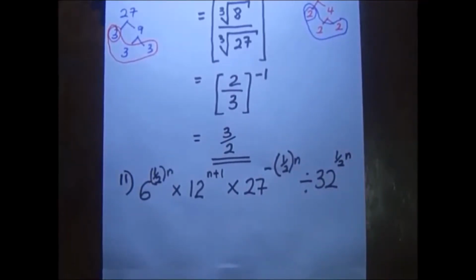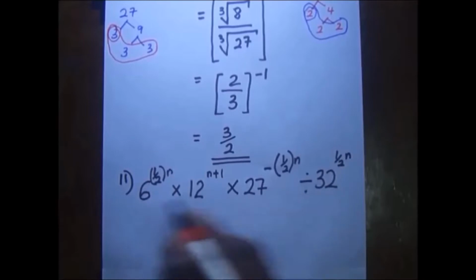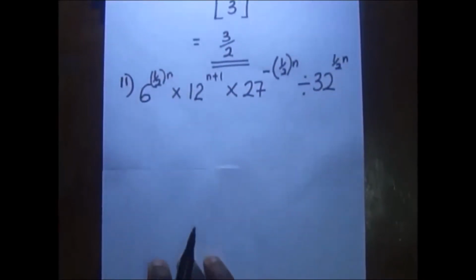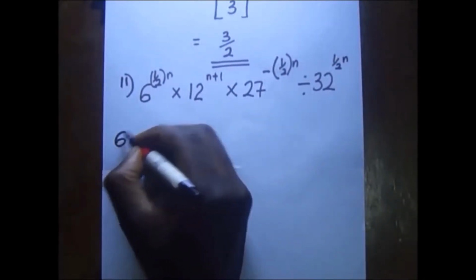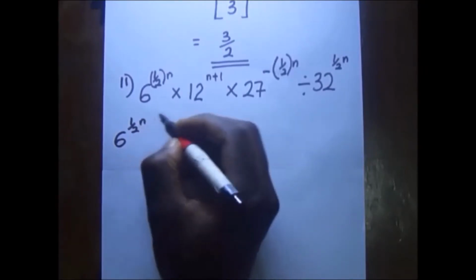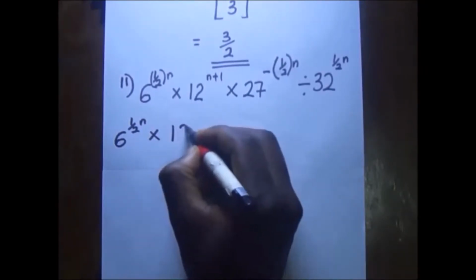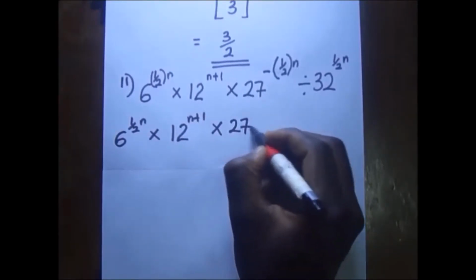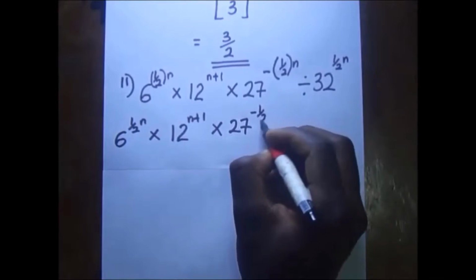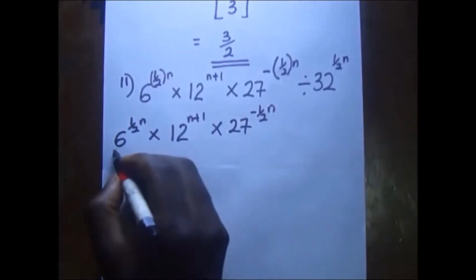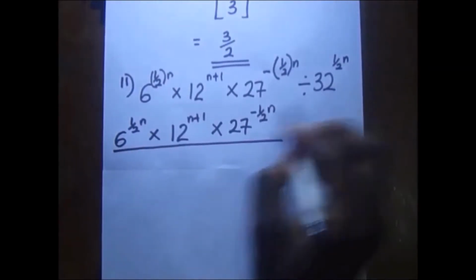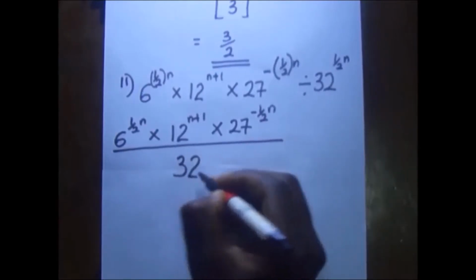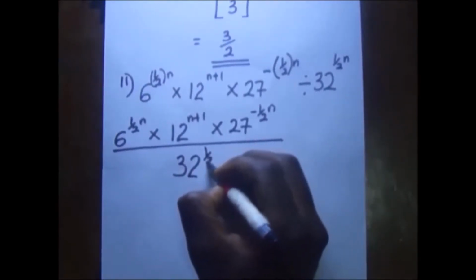And now our task is to simplify that number. So we start the working. This is the same as saying 6 to the power half n, multiply that by 12 to the power n plus 1, multiply that by 27 to the power negative half n, divide all that by 32 to the power half n.